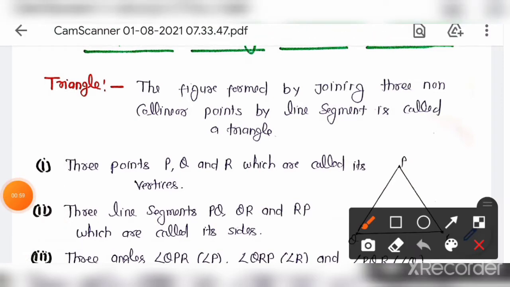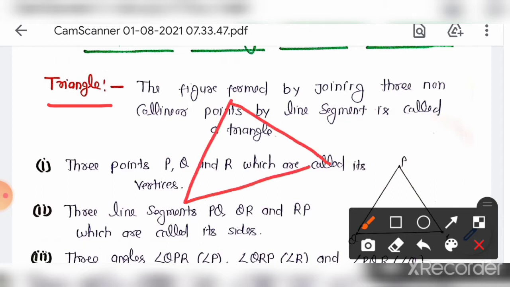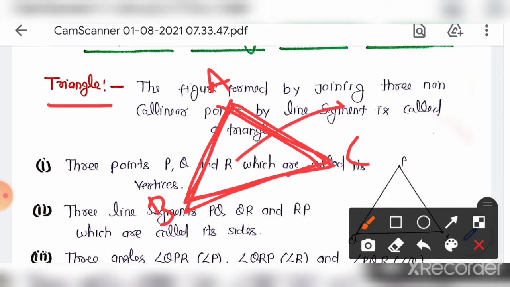What is a triangle? The figure formed by joining non-collinear points by line segments. It means three line segments joined together. A figure formed by joining three non-collinear points by line segments is called a triangle. It means three line segments are joined, so this figure is formed. This type of figure is called a triangle.